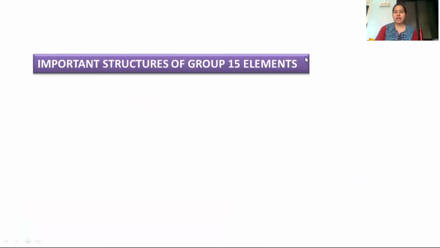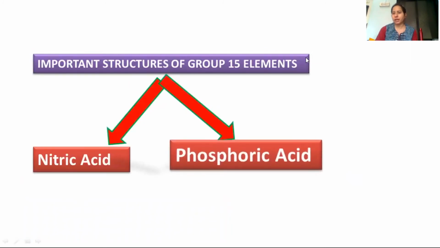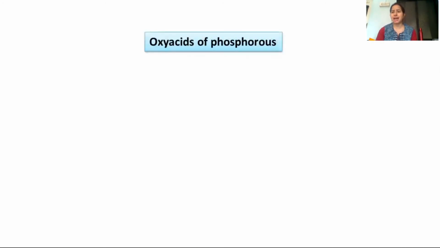Moving to the last important structure of group 15 element, that is phosphoric acid. When I say phosphoric acid, we also call it orthophosphoric acid or phosphoric acid, H3PO4. So before we go to phosphoric acid, we'll first learn about oxy acids of phosphorus, because we have different types of phosphoric acid like H3PO4, H3PO3, H3PO2, H4P2O5 in that way.